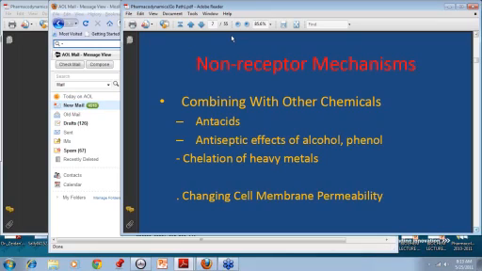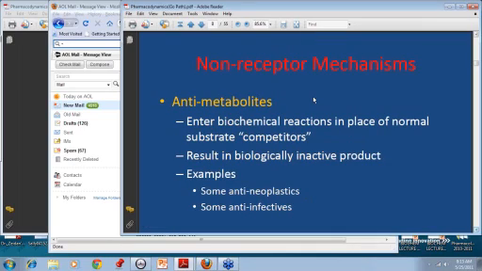Changing cell membrane permeability is also another factor. As we stated in pharmacokinetics, one of the major parameters you are dealing with is the molecular structure of the compound, right? You want a drug that works for you, that can pass through this lipid bilayer membrane. So those are the common mechanisms where you are not required to have a receptor.